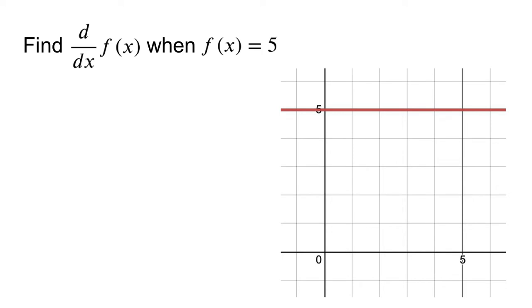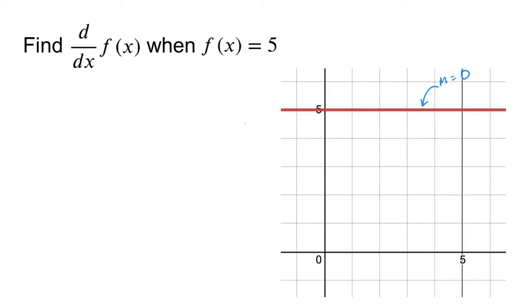So let's consider the derivative of this function, f of x equals 5. When we think of slope, we think of rise over run. If you look at this horizontal line, you will see that there is no rise, but there is all of this run. So what would the slope of that line be? The slope of this line is going to be equal to 0 because it's a horizontal line.